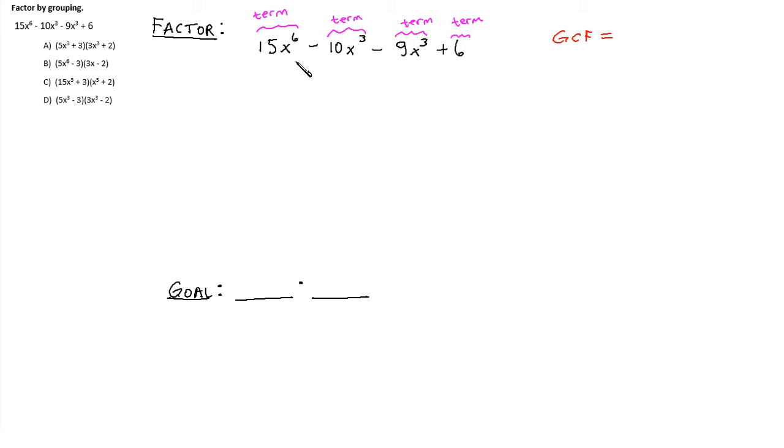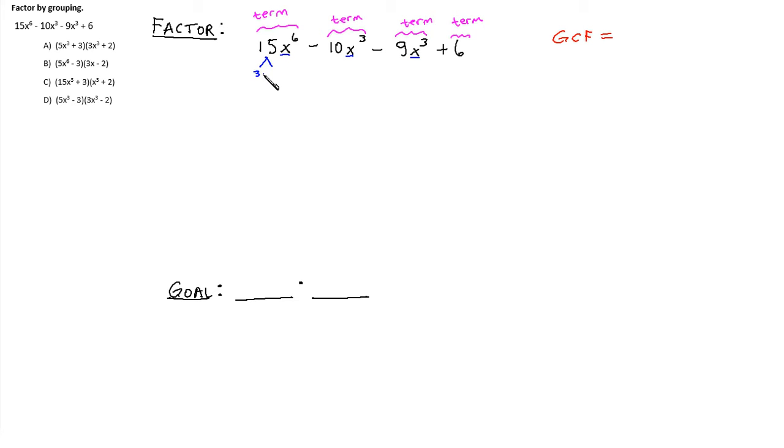The first easiest factors to include or exclude are variables. I see that the variable x appears in each of the first 3 terms, but x does not appear in the constant. Therefore, I would not include x in the GCF because it's not in common across all 4 terms. There's not an x in this last constant term of 6. So now we can focus our attention on the numbers.